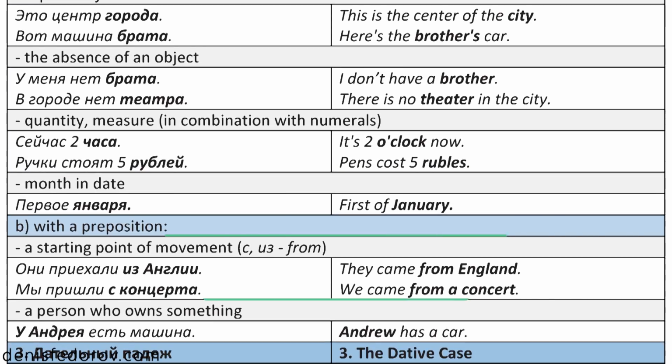A starting point of movement. Они приехали из Англии, they came from England. Мы пришли с концерта, we came from a concert. A person who owns something. У Андрея есть машина, Andrew has a car.